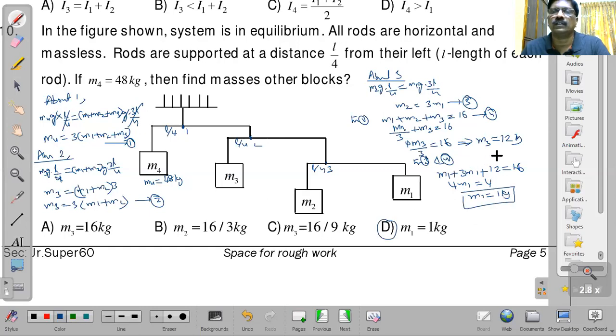M3 is equal to, we got 12, but 12 is not there. So that is not correct. M2 is equal to 3M1, that is equal to 3 kg only, no? But here 16 by 3 is given. So these are not correct. So only one option, option D is correct. Okay, that is the answer.